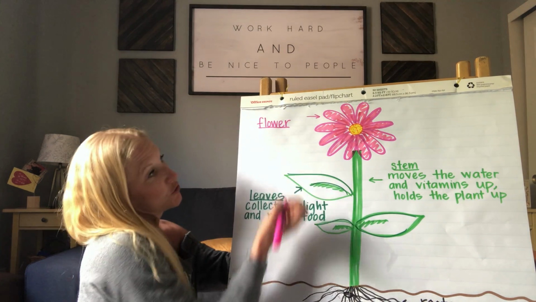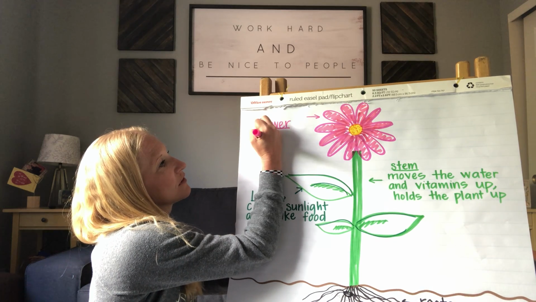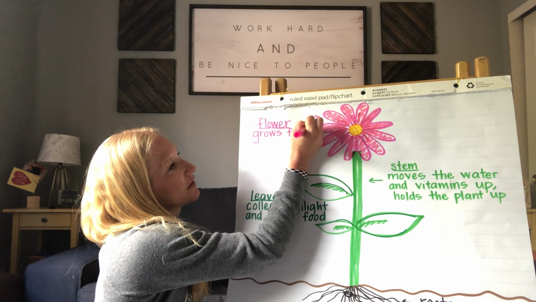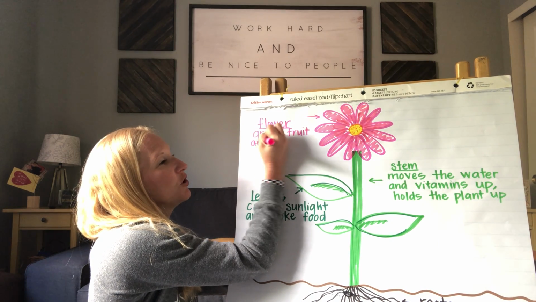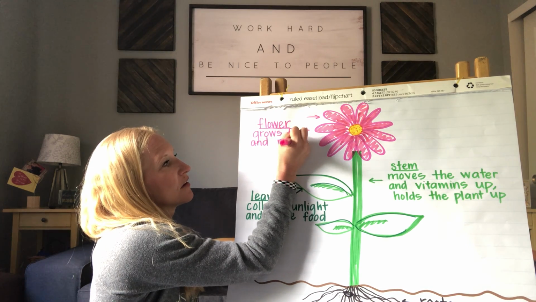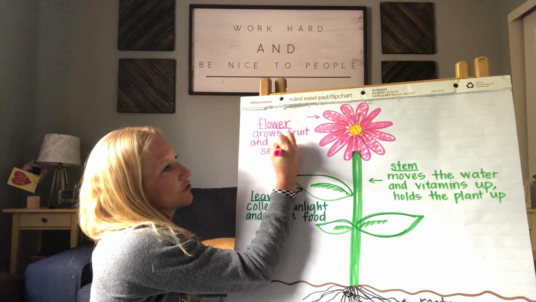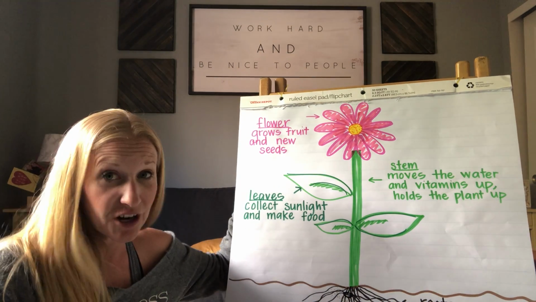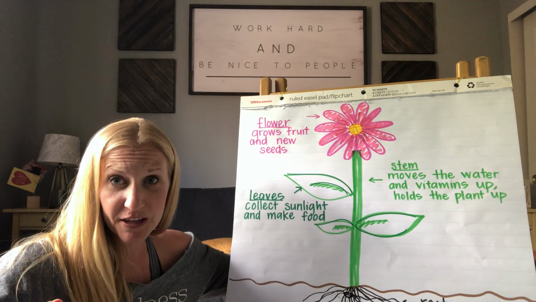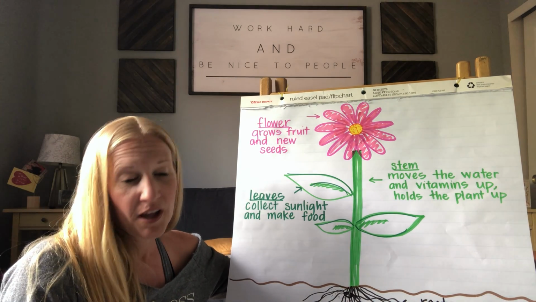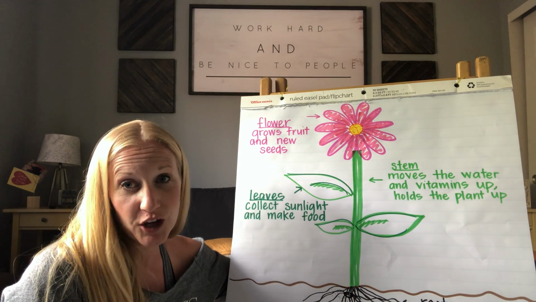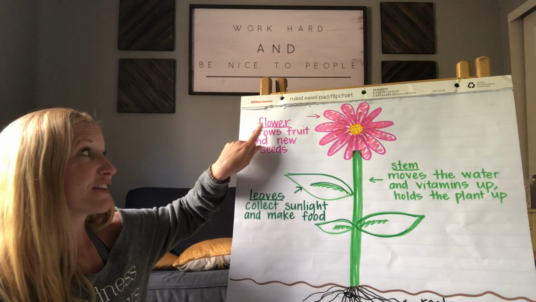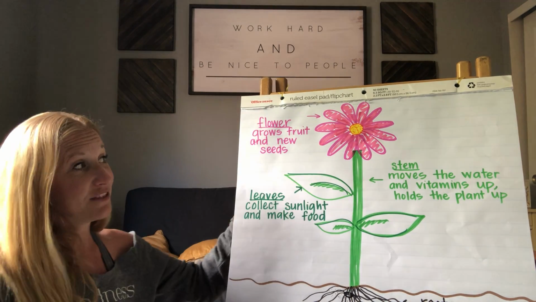And the flower grows fruit and new seeds. Now, not all flowers are going to grow fruit, of course. But if you have a garden, or if you've ever seen a garden, oftentimes before a pumpkin grows, the flower will grow. We have some strawberry plants in our backyard, and there's no strawberries on them right now, but there's flowers all over them. And that's the flowers starting to grow the fruit and those new seeds.